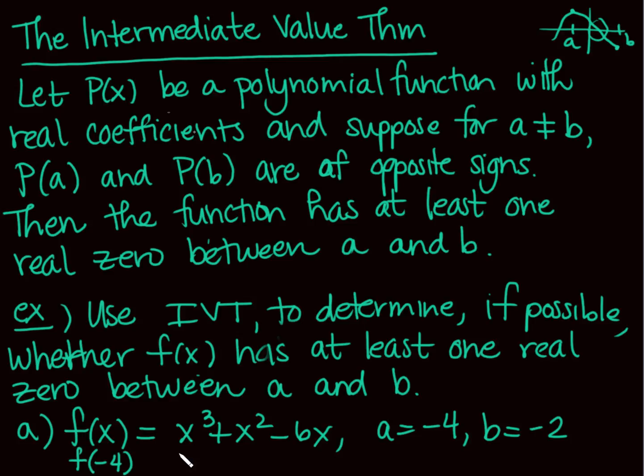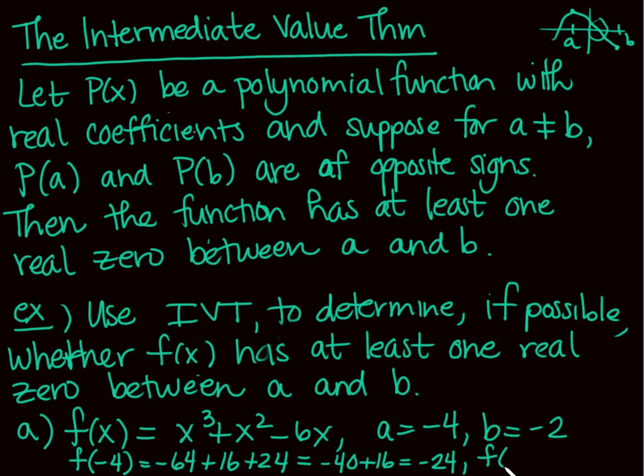So f of -4: -4 cubed is -64, -4 squared is +16, and -4 times -6 is +24. So -64 plus 24 is -40, plus 16, so this is -24, I believe. You should really check me on that, because arithmetic is difficult for me sometimes. So I have that f of -4 is negative.